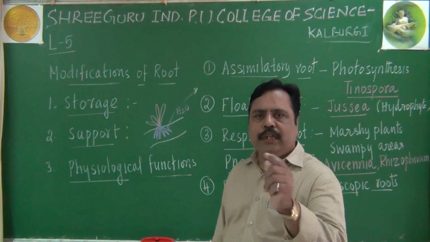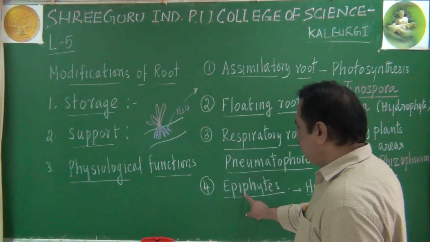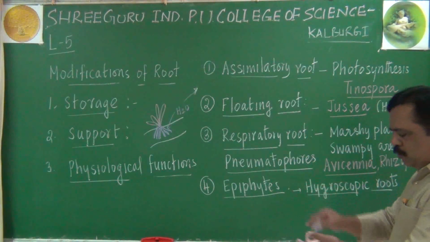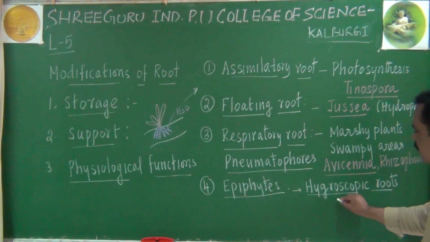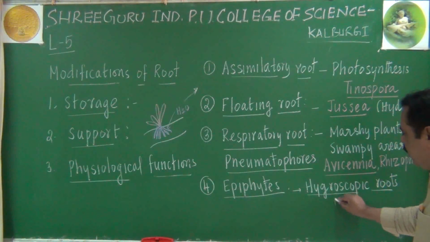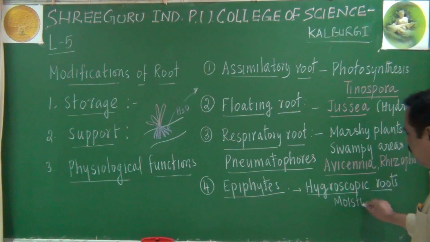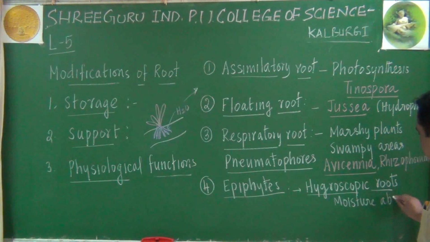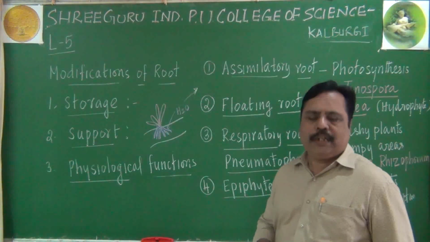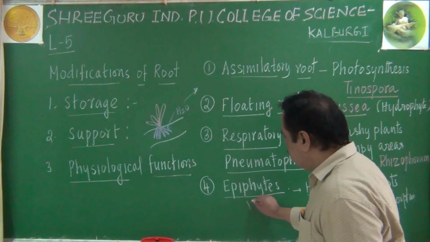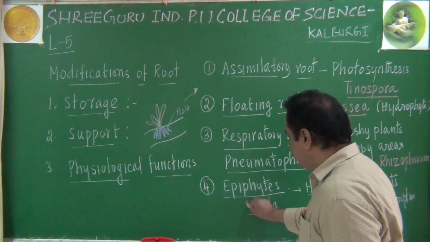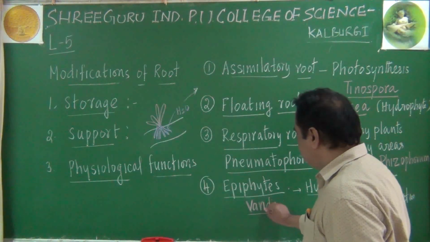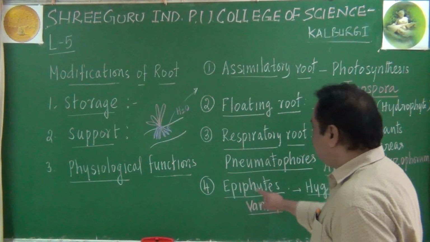So plants growing on other plants are called epiphytes. They have hygroscopic roots. What is the epiphyte or hygroscopic root responsible for? Moisture absorption. Moisture will be absorbed by means of hygroscopic root, remember. For epiphytes, what is the example? Vanda. There is a plant called Vanda. That Vanda is the best example for epiphytes, where they grow on other plants.